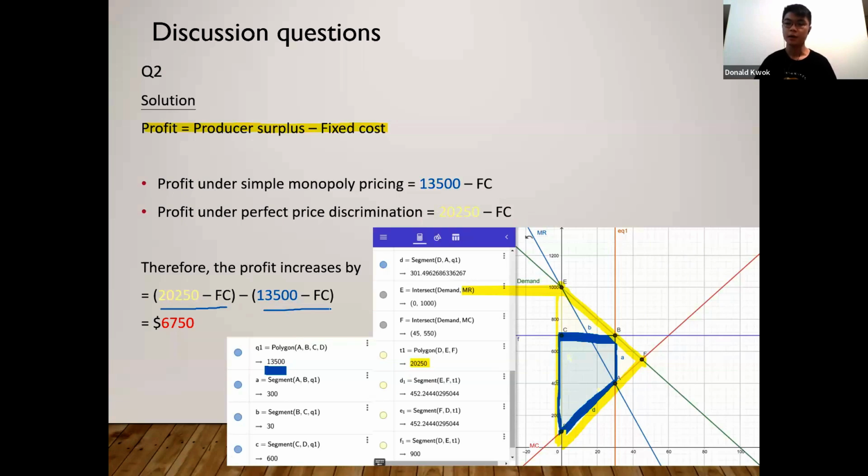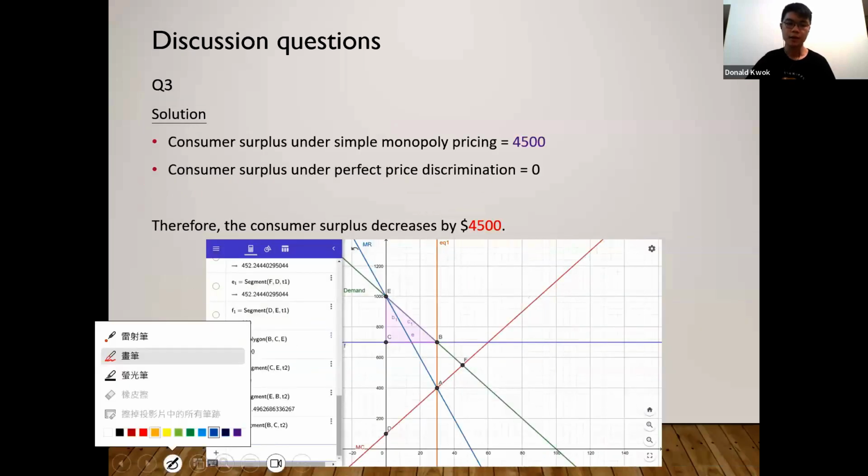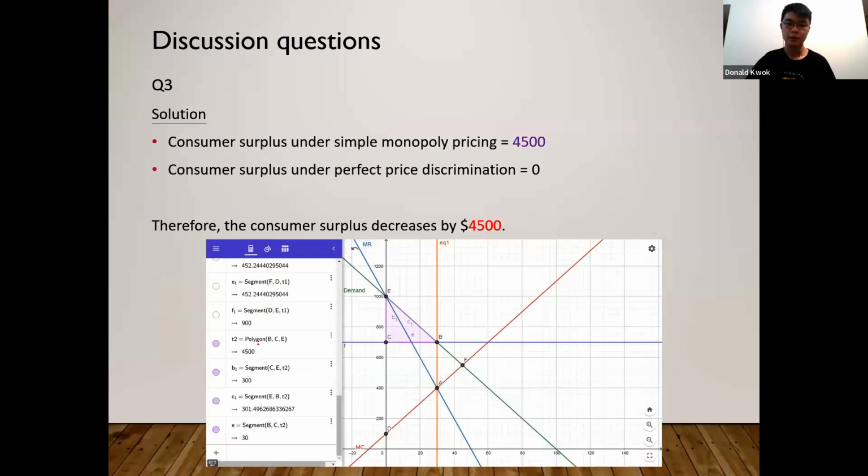All right, how about the consumer surplus? How does that change? Under simple monopoly pricing, the consumer surplus will be the purple triangle here, and using a polygon function, you can find its area, 4,500. How about consumer surplus under perfect price discrimination? It is 0 because it is completely extracted by the seller. So this is why the consumer surplus would decrease from 4,500 to 0, or equivalently, a decrease by $4,500.